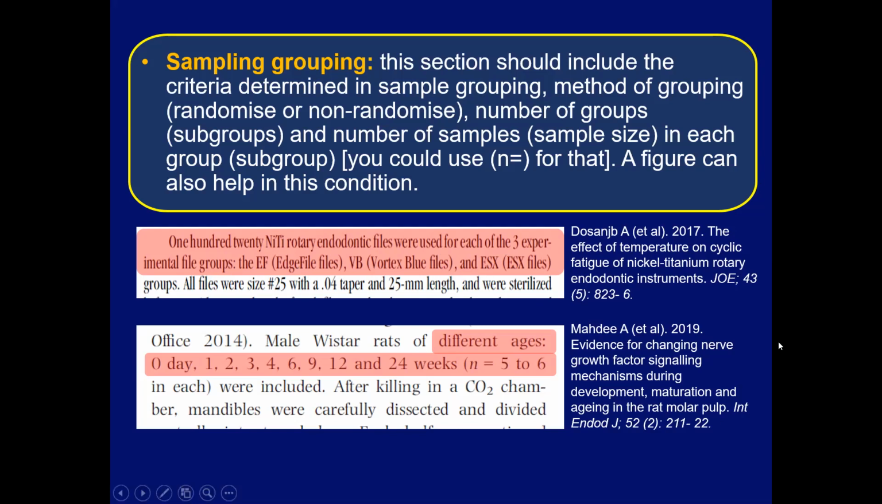The other example here, for example, male Wistar rats of different ages, 0 day, 1, 2, 3, 4, 6, 9, 12, and 24 weeks. Okay, describing the numbering, for example, 5 to 6 in each one. So they have too many groups, and for each one they describe the total number, the numbering of each group, around that average, that were included in that study.